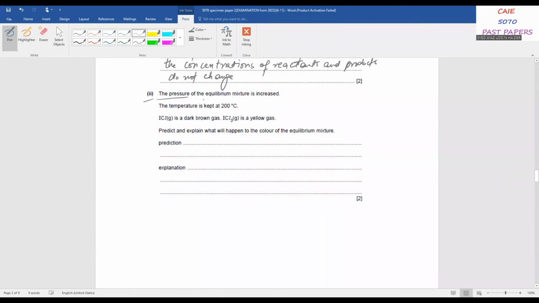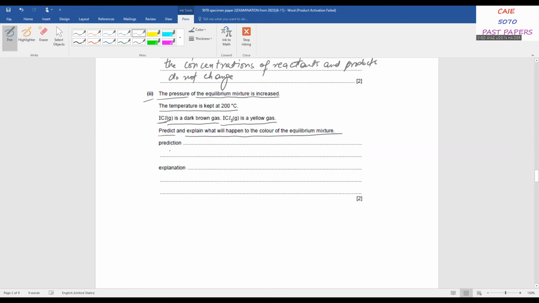Number 2, the pressure of the equilibrium mixture is increased. The temperature is kept at 200 degrees centigrade. ICl gas is a dark brown gas. ICl3 gas is a yellow gas. Predict and explain what will happen to the color of the equilibrium mixture.